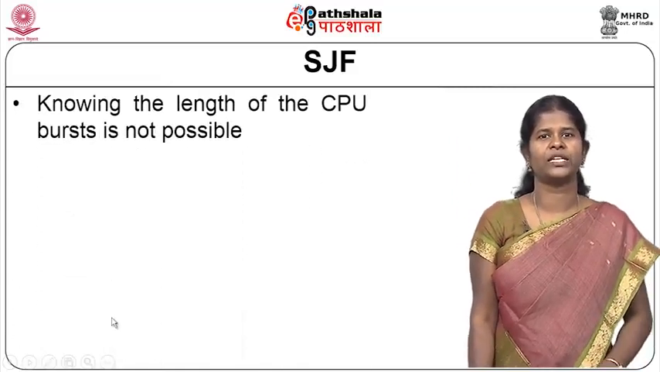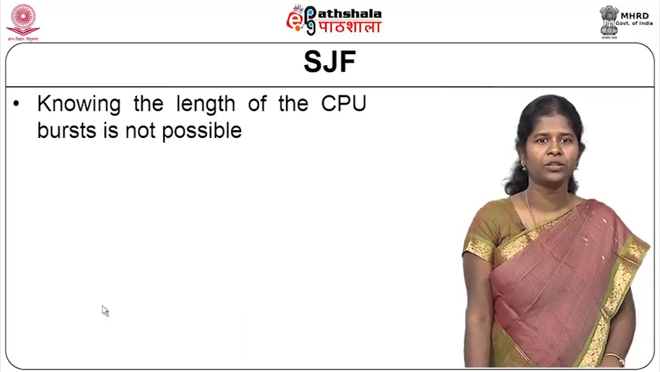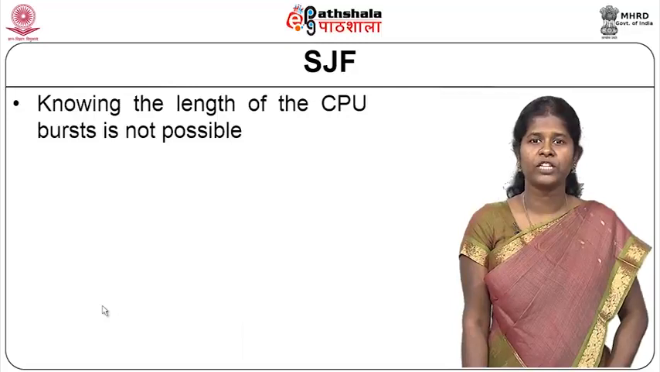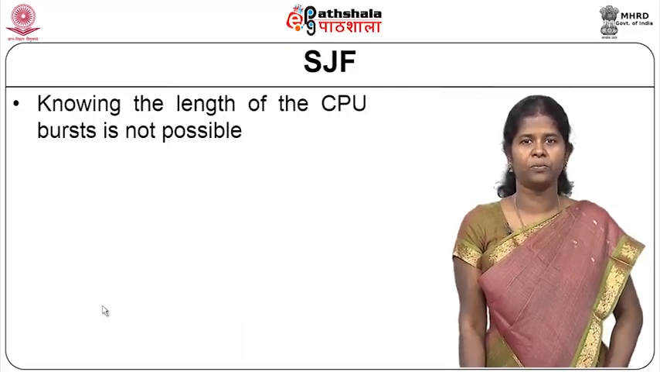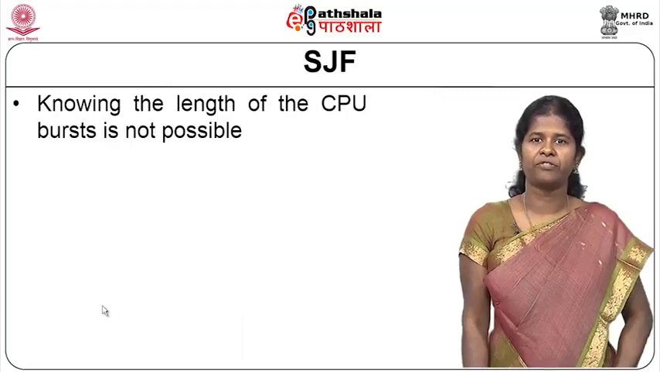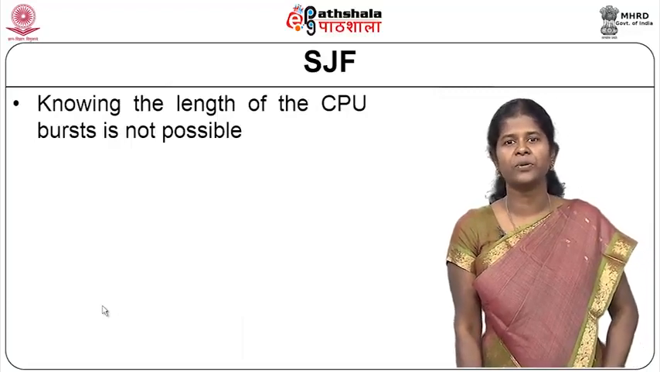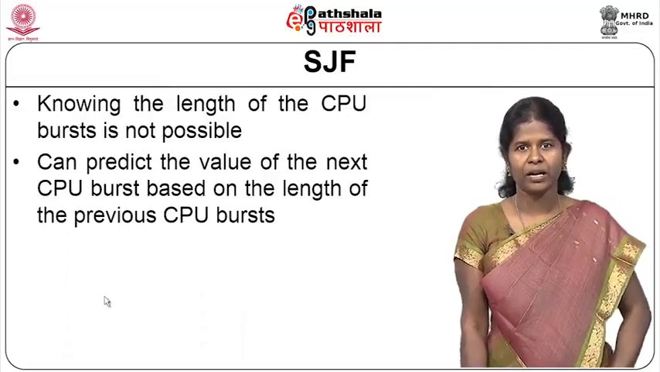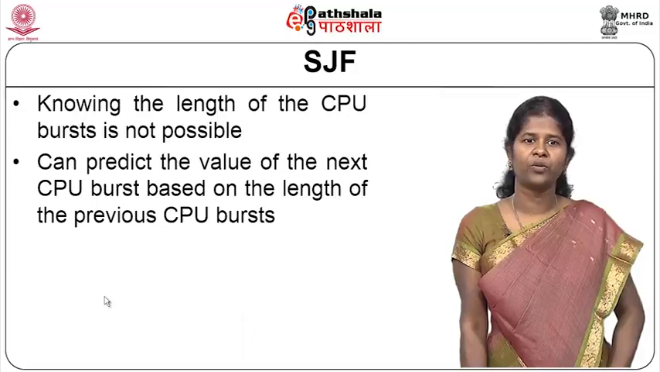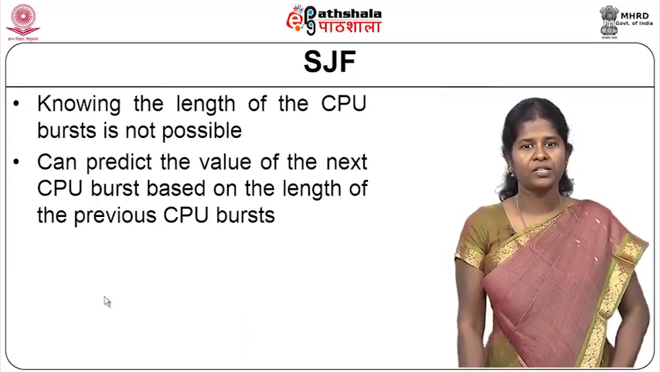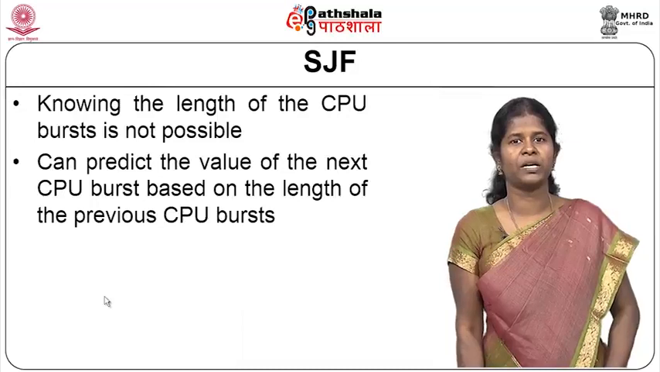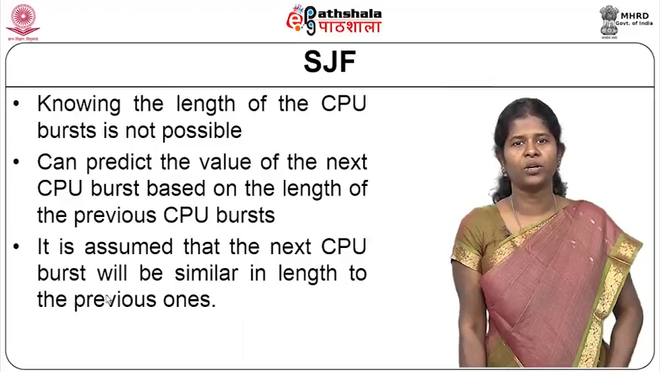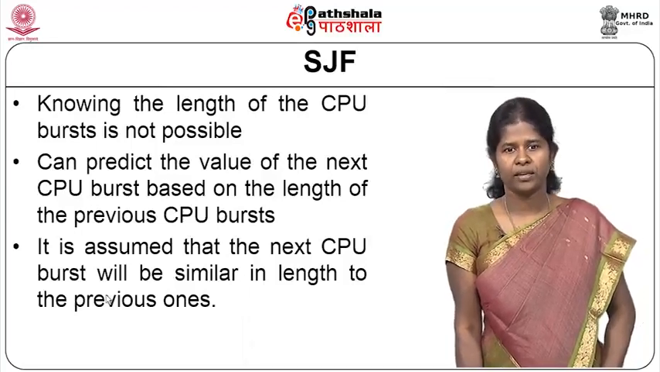Now, the problem with SJF is that you need to know the length of the CPU burst, and only then can you decide which process has the shortest CPU burst and schedule based on that. But finding out the future lengths of the CPU bursts of processes is not practically possible. So, what can be done is we can predict the value of the next CPU burst based on how the length of the CPU bursts were in the past. So, based on the past history, try to find out what will be the length of the CPU burst in the future.